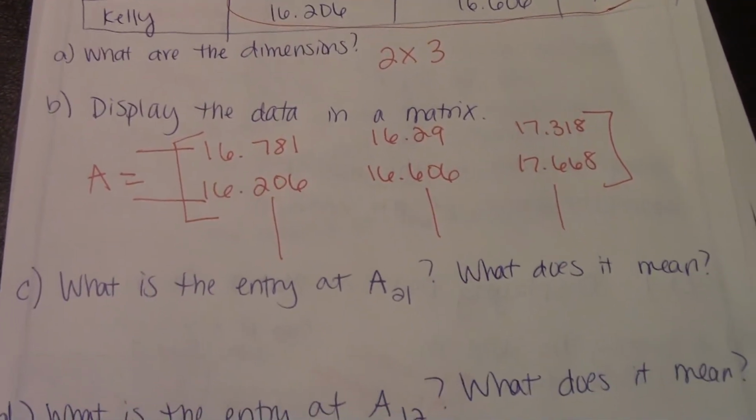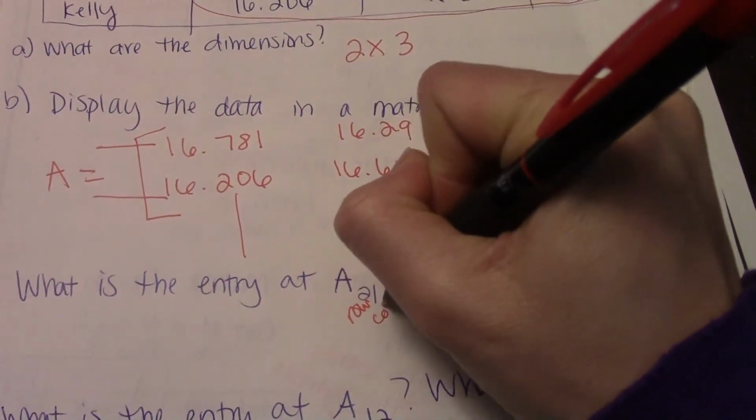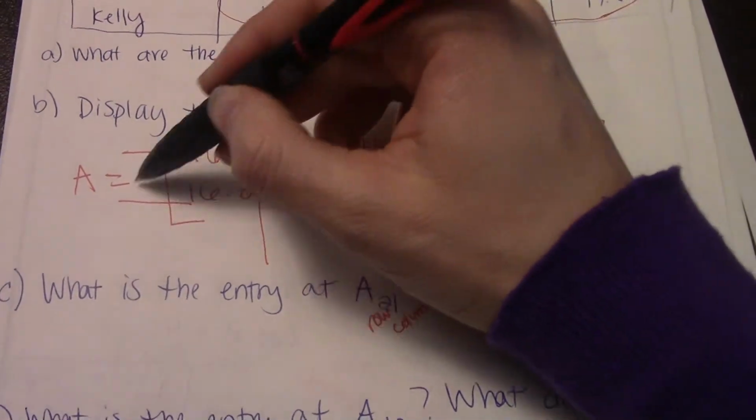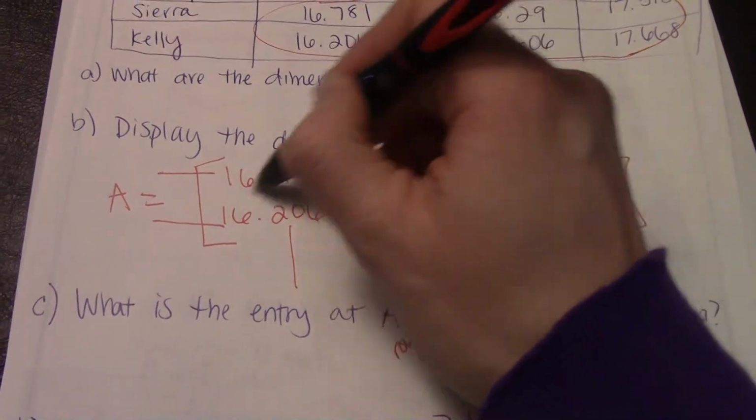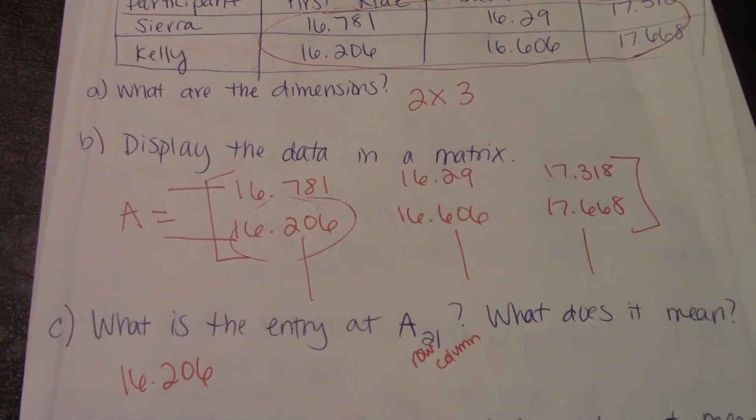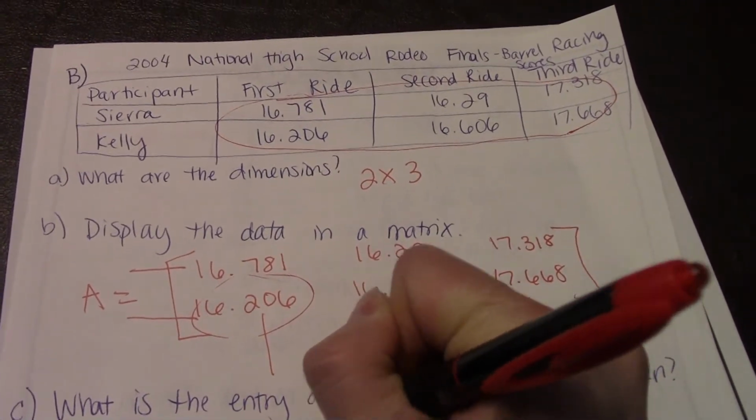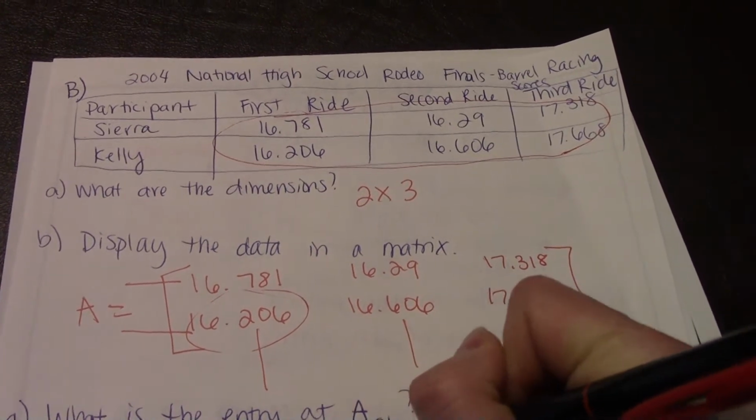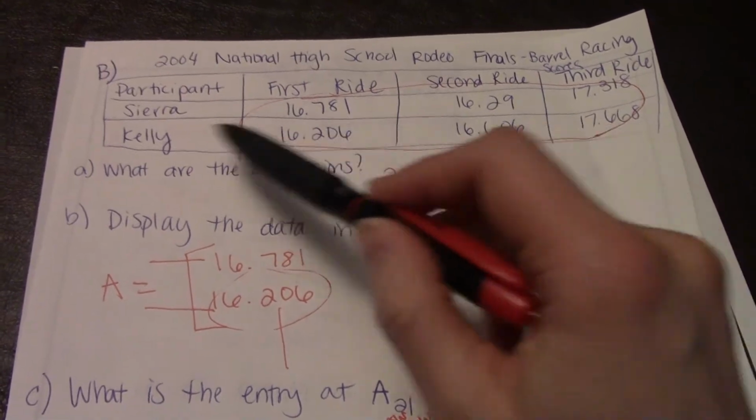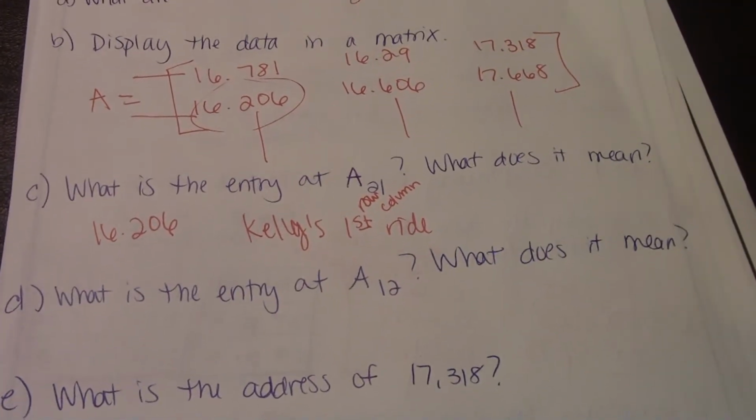Okay, so what is the entry at A21? Remember, this is your row and column. So row 2 is here. Column 1 is here, so where we're at is this number here. So 16.206. If we look back at our table, that is Kelly's first ride, because 16.206 is right there. Kelly's first ride.